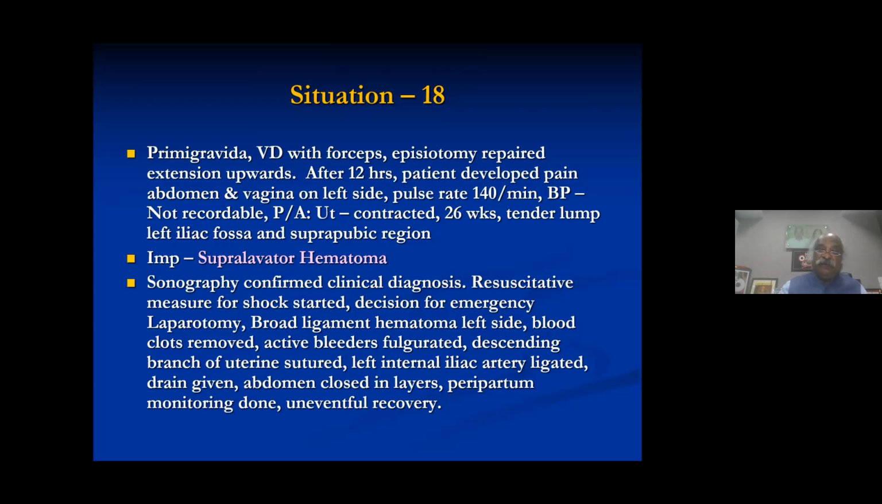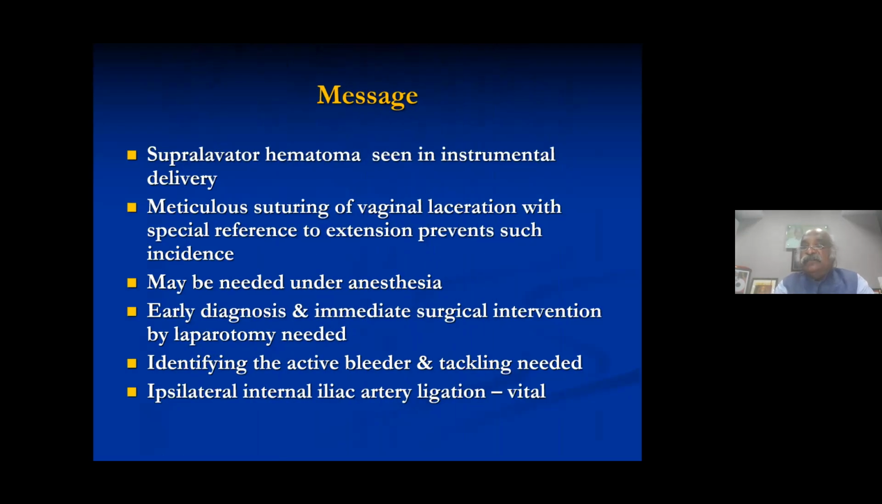Decision for emergency laparotomy: broad ligament hematoma on the left side, blood clots removed, active bleeders fulgurated, descending branch of uterine artery sutured, left internal iliac artery ligated, drain given, abdomen closed in layers, peripartum monitoring done, and she had a non-eventful recovery. So this case of traumatic PPH and shock and arrest of hemorrhage has to be done by immediate exploration. And supralevator hematoma is seen in instrumental delivery.